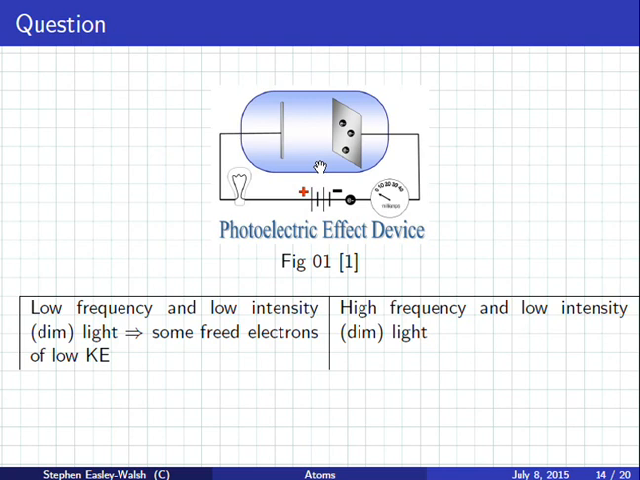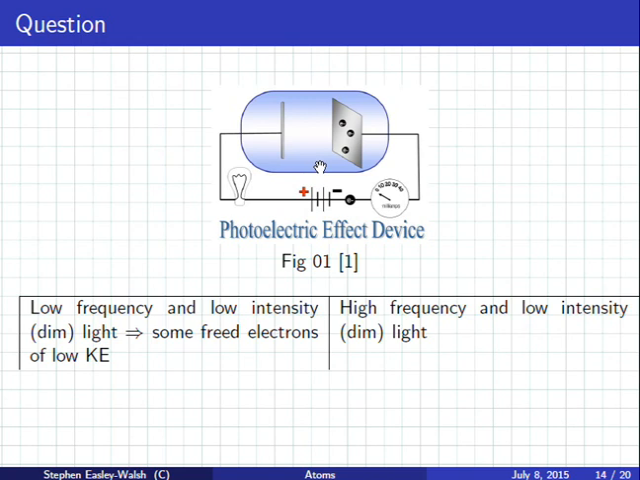Okay, the next one. High frequency and low intensity. What do we predict would happen? If it's high frequency and low intensity, do you think there'll be many or a few electrons? A few electrons, and fast or slow energy? Do you think fast? Okay, let's think for a minute first. High frequency, higher energy. Correct.